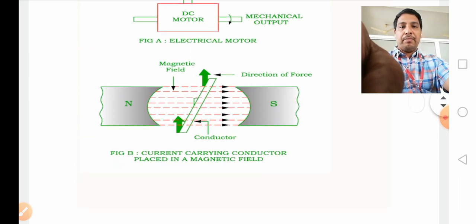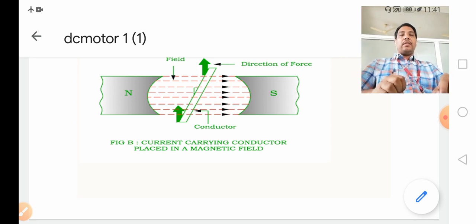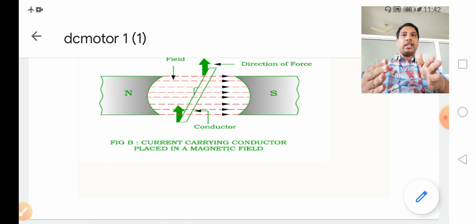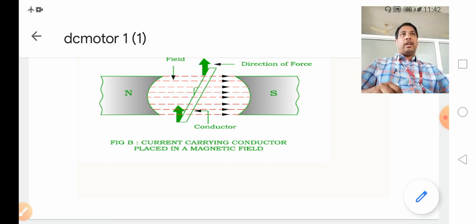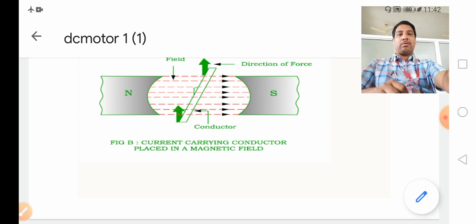In figure B, we are placing the conductor in between two magnetic poles, the north and south pole. We have taken these magnets as the field, and in between there is a magnetic field which always flows from north to south direction, which I have shown exactly here. That is the magnetic field produced due to these two poles, from north to south, as shown in this diagram.